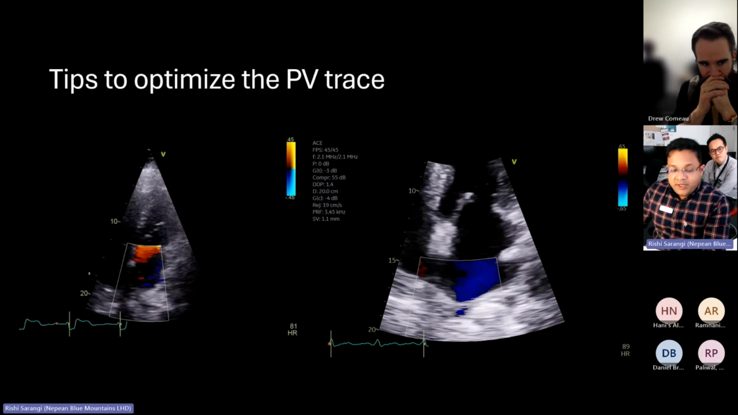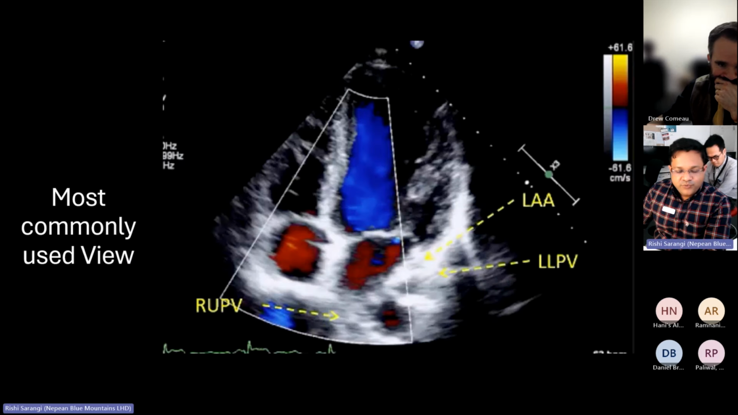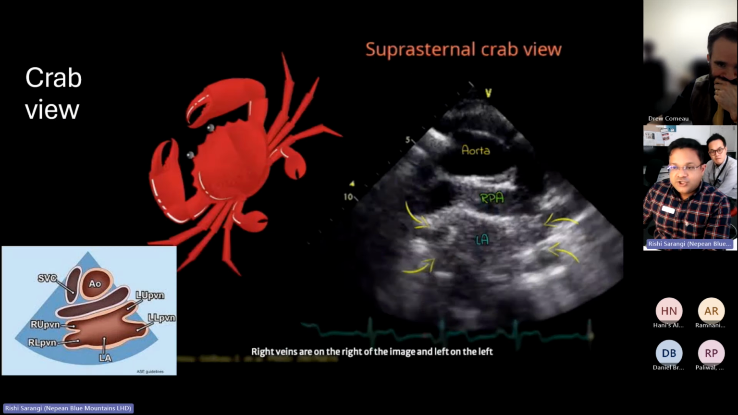There are various tips to optimize the pulmonary vein trace. There's a question there on the pointer position. This is the short axis view, so the pointer position could be towards your trachea.